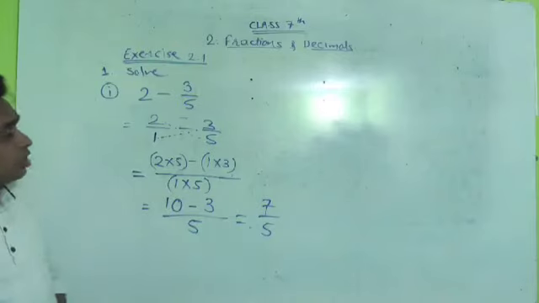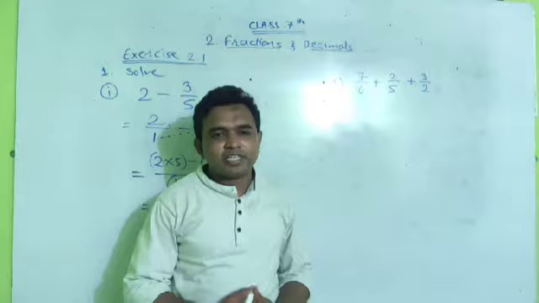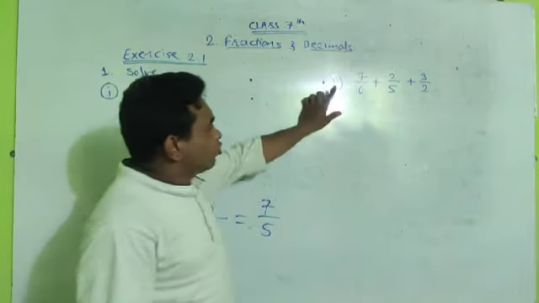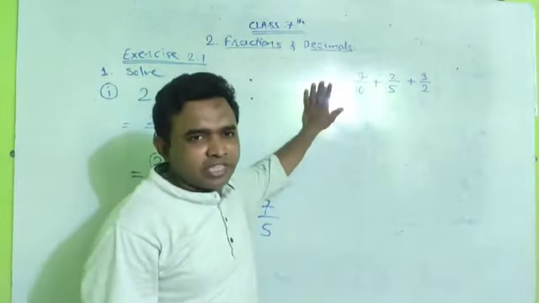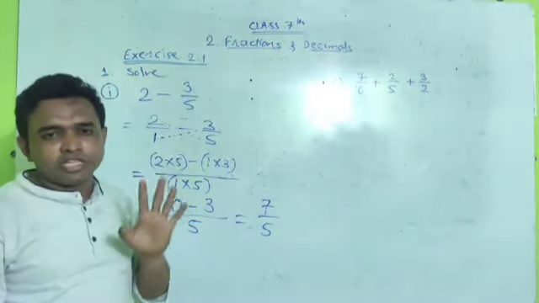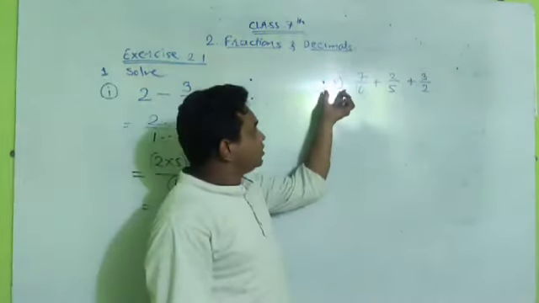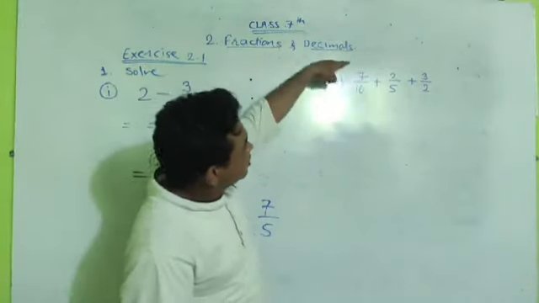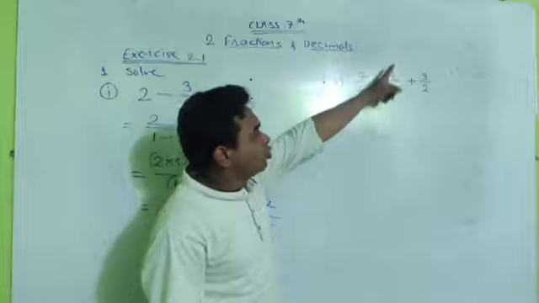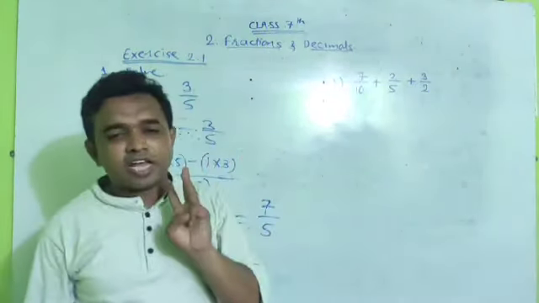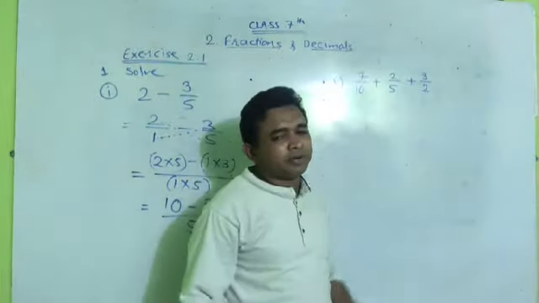Okay students, so this will be question number 1. In the same exercise, in the same question number 1, we see example number 5. Examples 2, 3 and 4, all three are homework for you. So in this fifth example, 7 upon 10 is the first fraction, plus 2 upon 5 and plus 3 upon 2. There are three fractions given and there is an addition between them.